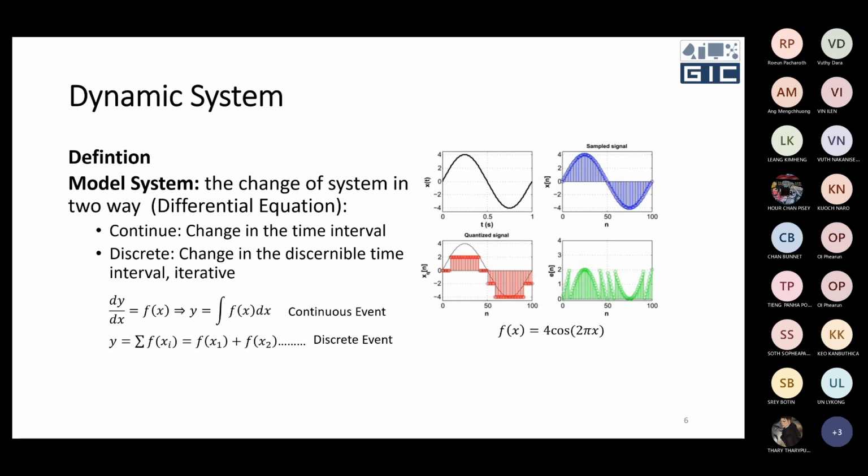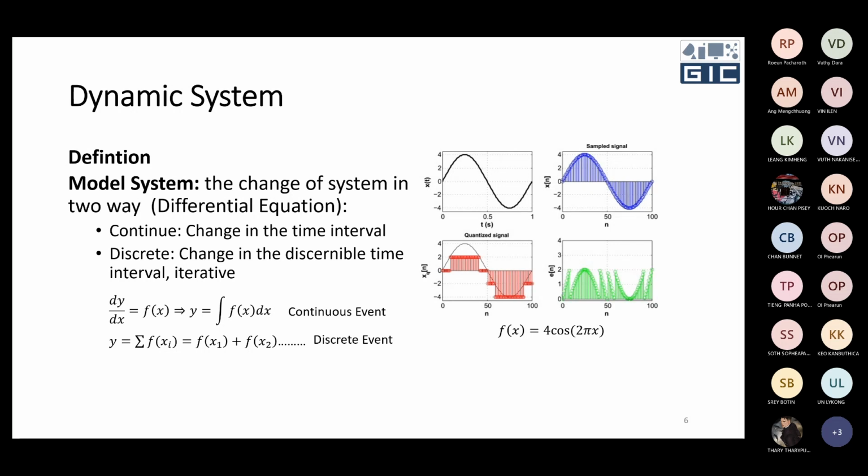So when you try to continue to study about something, it's a kind of the study of the model in the dynamic system. Its status can be represented in two ways, continuous and discrete. And you can see the definition between the continuous system and discrete system. In some ways, they call continuous events and discrete events. So it's a change in time interval, and it's a change in the discernible time interval, or iterative. When you say that it is iterative, you will be able to say 1, 2, 3, 4, 5, 6, 7, 8, 9, 10 as you count in the loop.